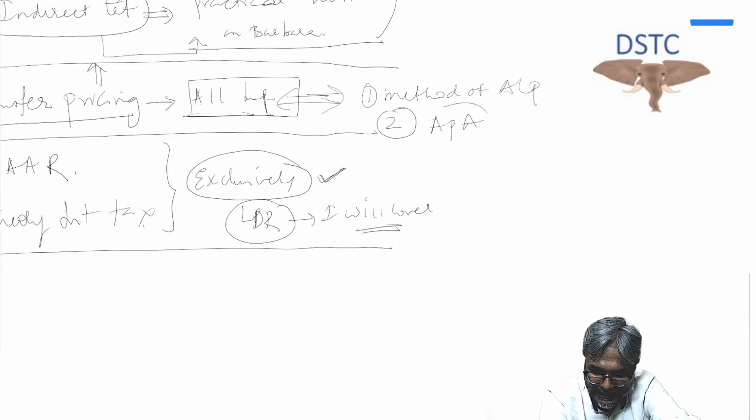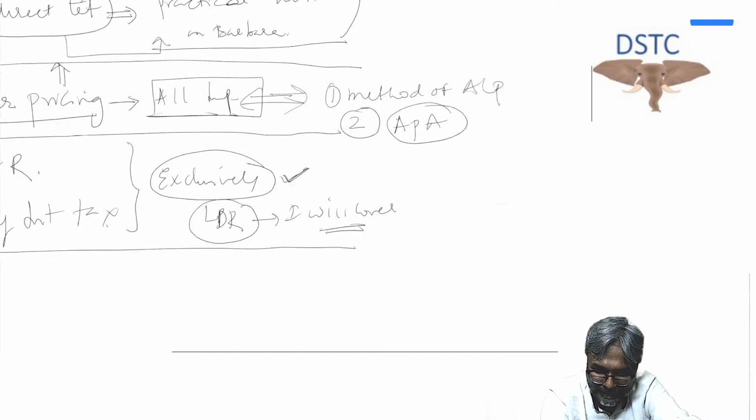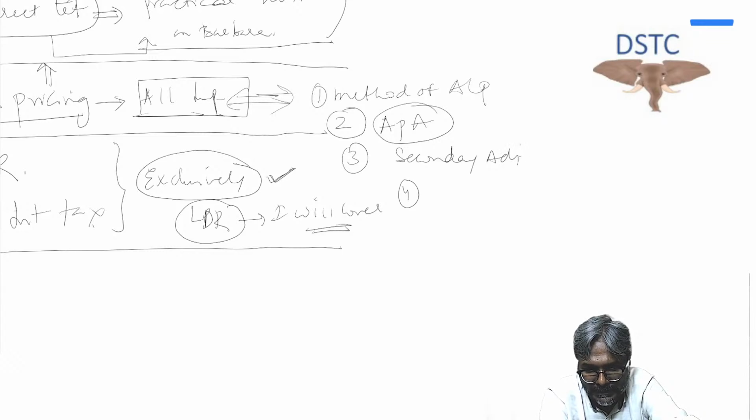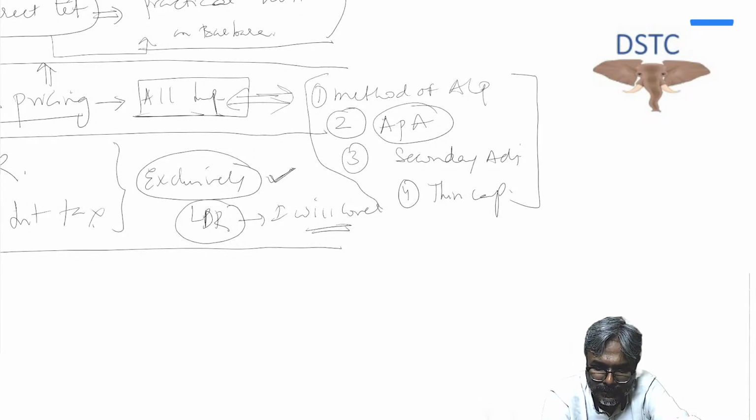Yeah, APA, Advanced Pricing Agreement, students. Third is the secondary adjustment. Fourth is thin capitalization. This is the sequence, students, that you have to do. Four things.